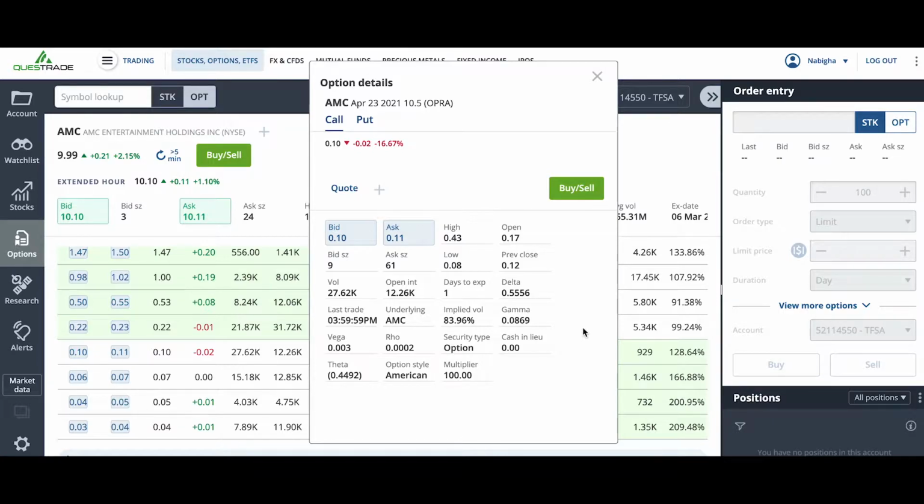So let's look at gamma in relation to a real life option contract.